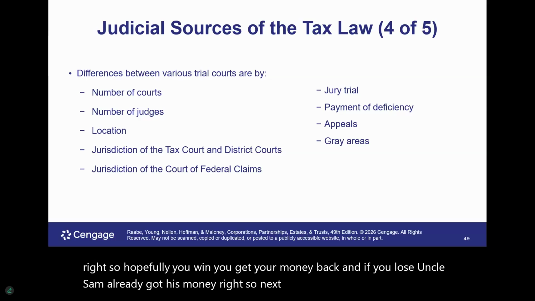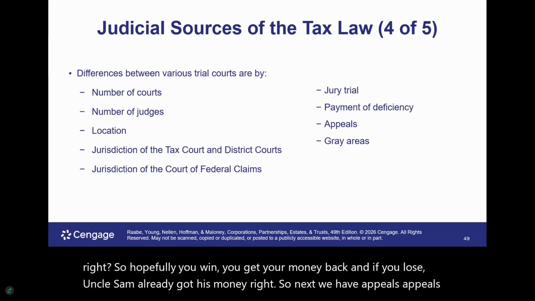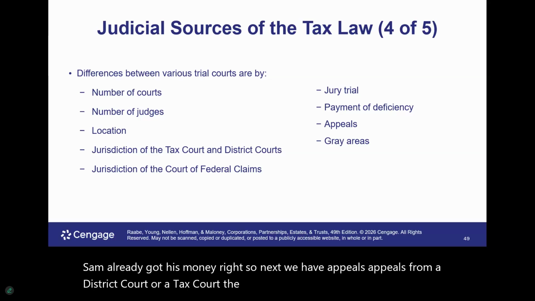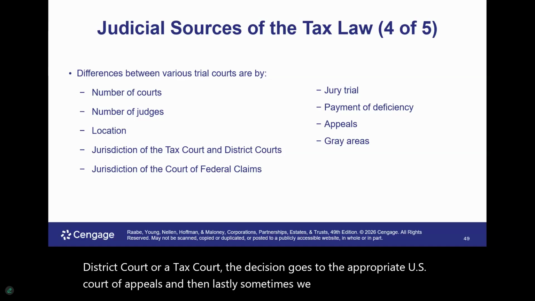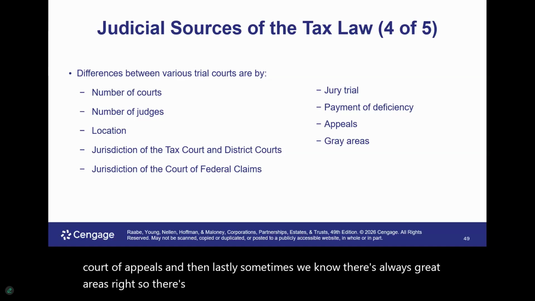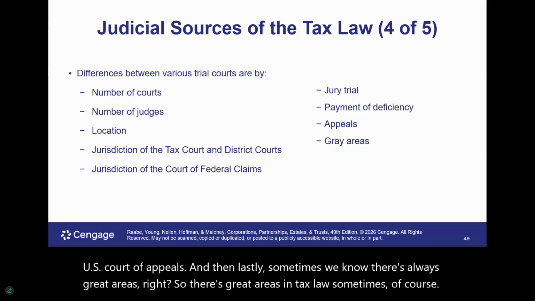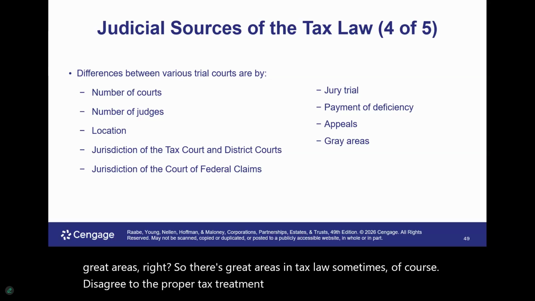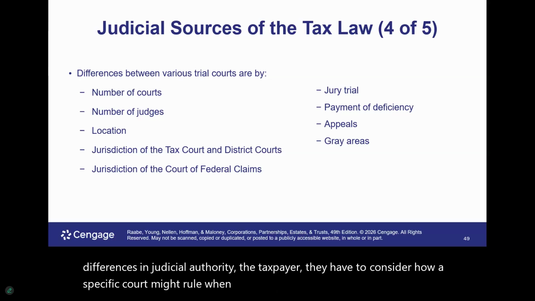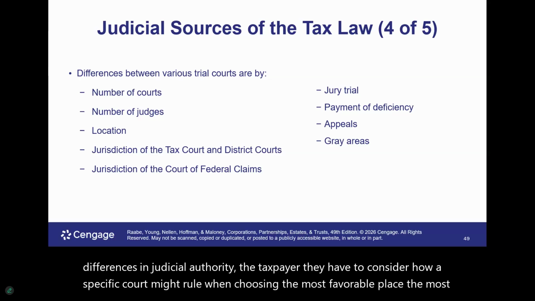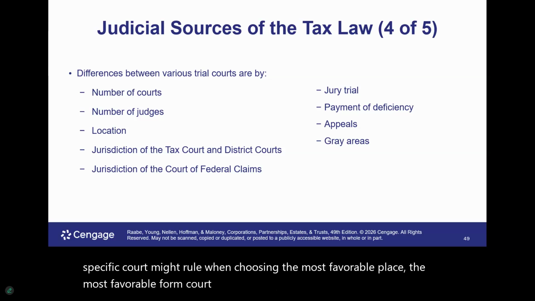So next we have appeals. For appeals from a district court or a Tax Court, the decision goes to the appropriate U.S. Court of Appeals. And then lastly, we know there's always gray areas, right? So there's gray areas in tax law. Sometimes, of course, courts disagree on the proper tax treatment of an item. So whenever there are these differences in judicial authority, the taxpayer has to consider how a specific court might rule when choosing the most favorable forum, the most favorable court to present their case.